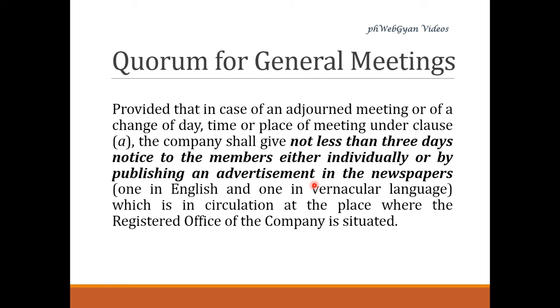Now, if it is published in the newspaper, one newspaper shall be in English and the other in the vernacular language which is in circulation at the place where the registered office of the company is situated. So wherever the registered office is situated, whatever the vernacular language there is, the advertisement has to be in English and in that vernacular language. Okay, now let's move forward.